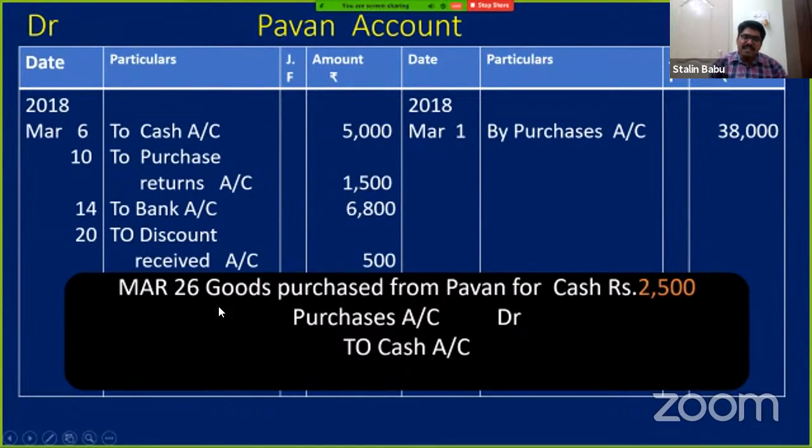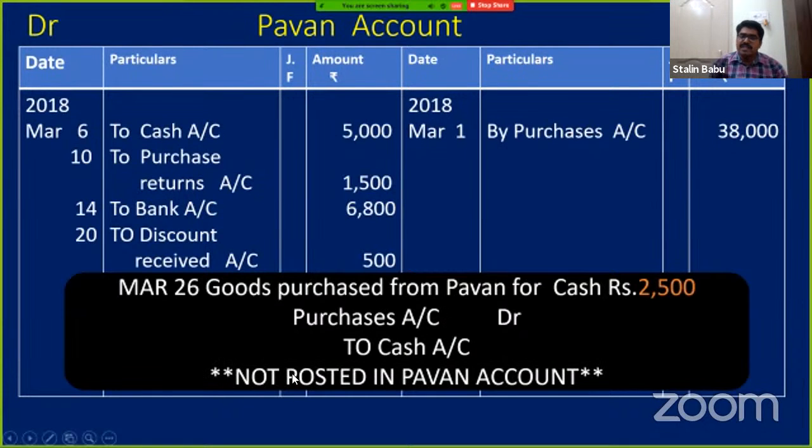So this entry doesn't appear in the Pawan account. Why? Because there is no involvement of Pawan. So it is not posted in the Pawan account. You make a circle in your textbook. We are not recording this transaction in Pawan account, because there is no involvement of Pawan account in this journal entry.